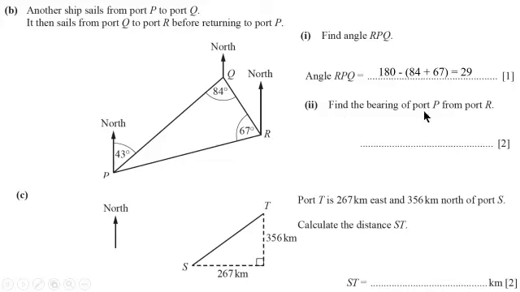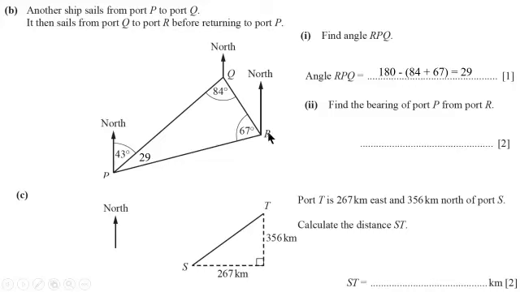Find the bearing of port P from port R. I want to get the bearing of P from R, so I want to stand at R here. This is the bearing, the angle that I must measure clockwise from the north. We have many methods. I think one of the easiest is like this. In the previous item, I got this angle, which is 29.